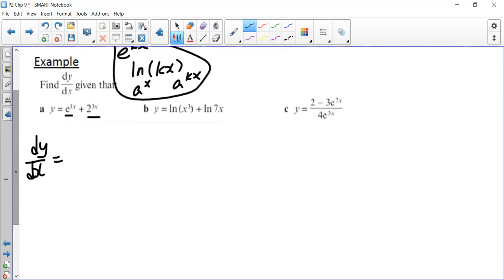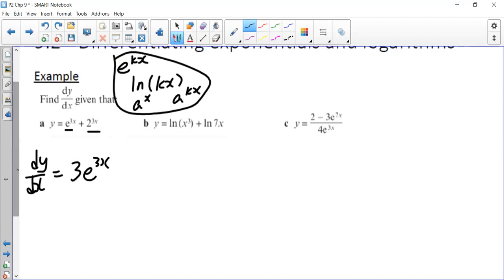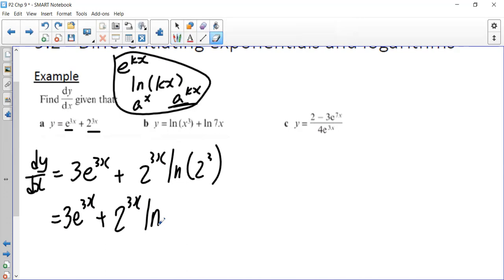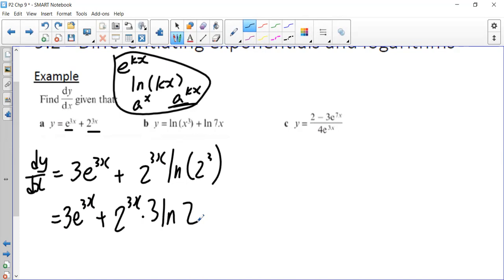Differentiate e to the power 3x is 3e to the power 3x. We multiply by the coefficient of the x, 3. 2 to the power 3x is the same as a to the power kx. That's a to the power kx times ln a times k, which is 3e to the power 3x plus 2 to the power 3x times, sorry, 3 ln 2. The dot means times, so times 3 ln 2. That's the final answer.